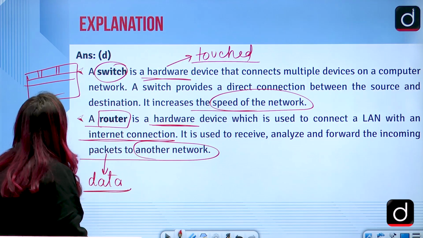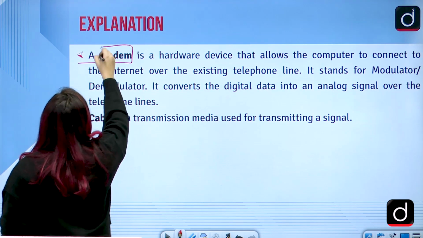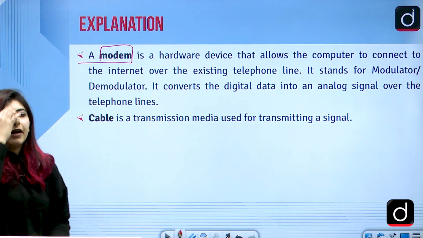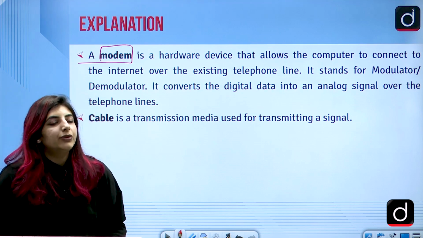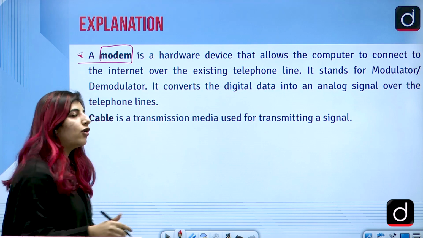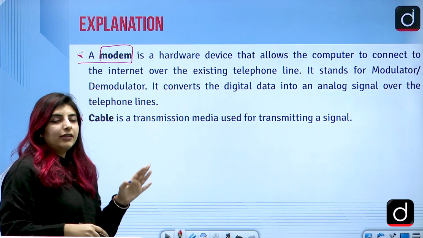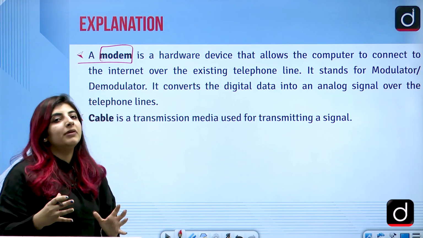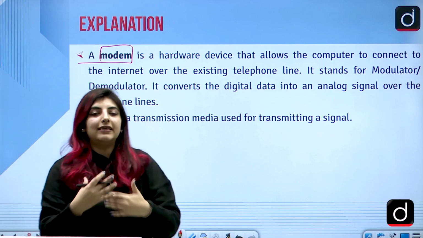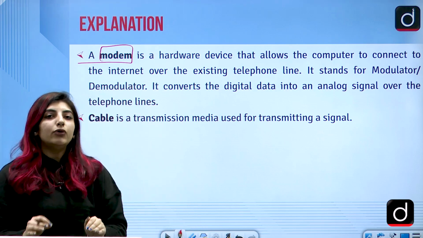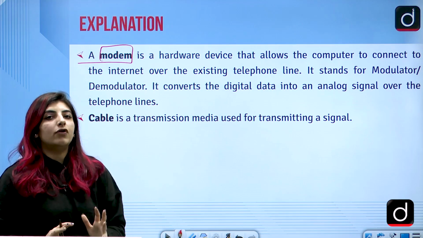Then we have the third term that we have here, modem. Now, another question for you all students, what is the full form of modem? Correct? So, you can let me know down in the comment section below, because these are certain abbreviations which you all should be aware of.